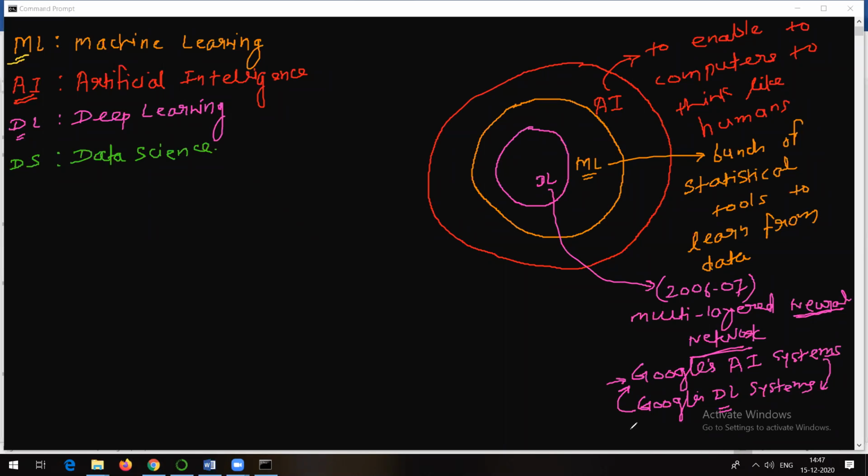Some of the most important advances in artificial intelligence in the last 10 to 12 years have been happening in one small area, and that is called deep learning. So just try to understand that.